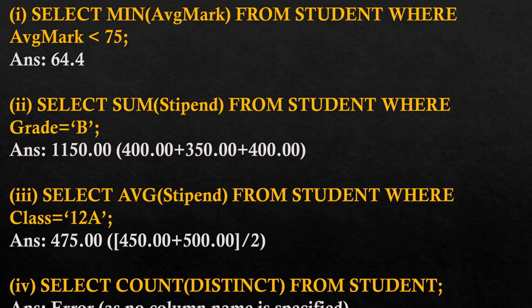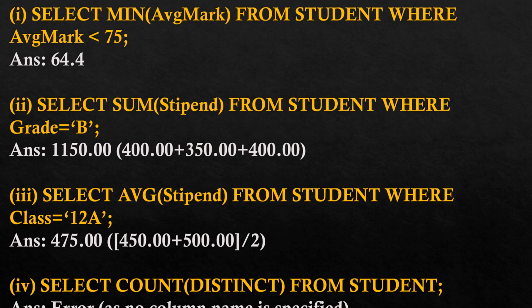Now, the next one is select sum of the stipend from student where grade is equal to B. Those students who are having grade B, their stipend is 400 plus 350 plus 400, so it is coming to 1150. Now select average of stipend from student where class is equal to 12A. There are 2 students having class 12A and their stipend is 450 and 500. So their average is 475.